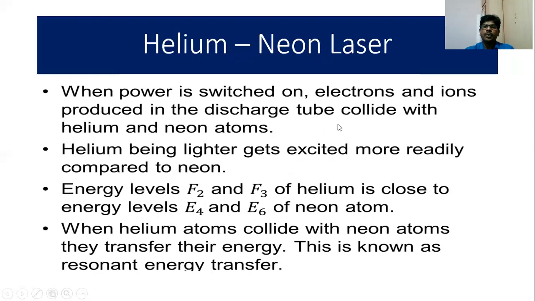When power is switched on, electrons and ions produced in the electrical discharge tube collide with the helium and neon atoms. Helium, being lighter, gets excited more readily compared to neon. Energy levels F2 and F3 of helium are close to energy levels E4 and E6 of neon atoms, as we have seen in the diagram. When a helium atom collides with the neon atoms, they transfer their energy. This is known as resonant energy transfer.